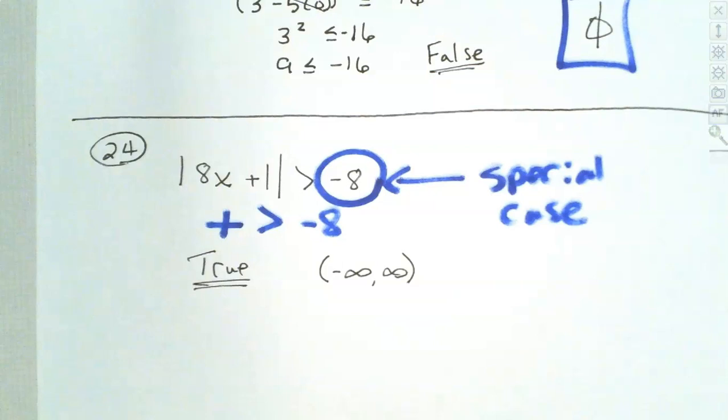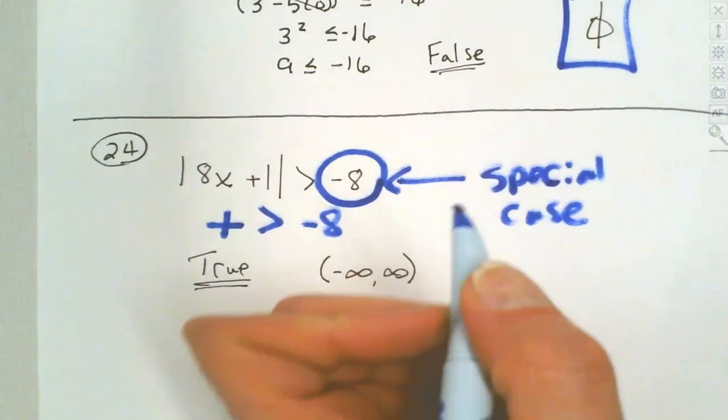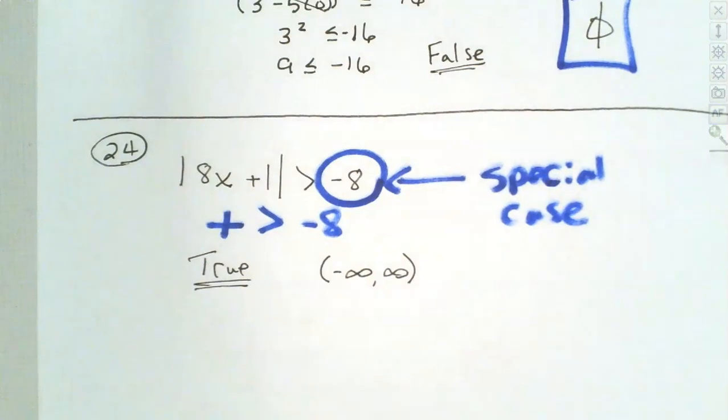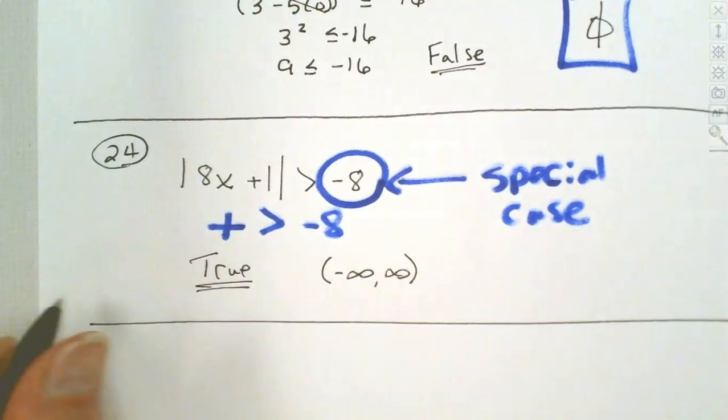But where do students make the mistake? Well, they forget that this is a special case. They try to solve it all out, which takes several minutes, and then they end up with the wrong answers. So make sure on these, if that right-hand side is negative, it's a special case. Okay, so it's a special case, and it's either true or it's false. Same thing with 25.